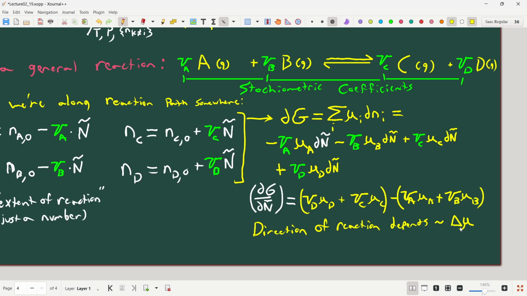And this energy, the chemical potential, is the type of energy that tells you something about how the system is distributed amongst its different components. It's the chemical energy of the system.